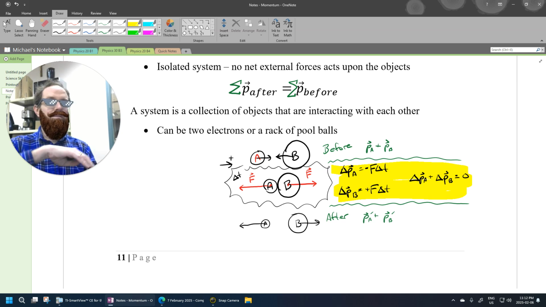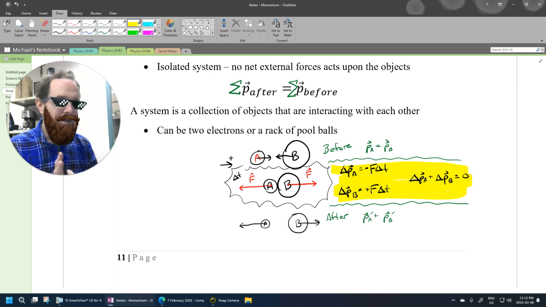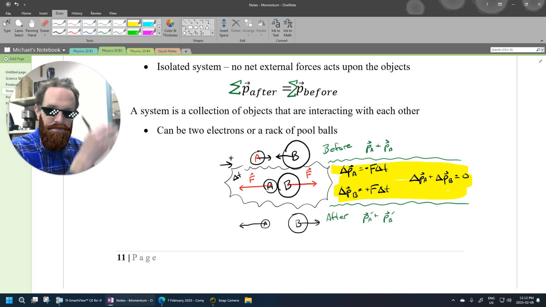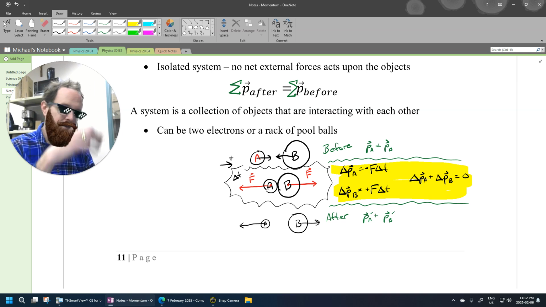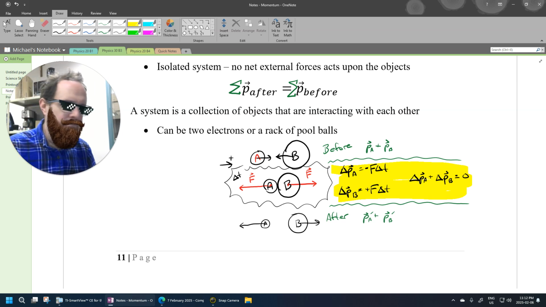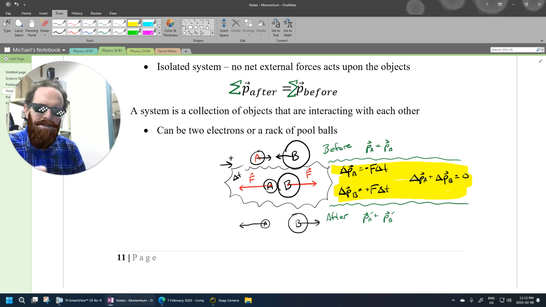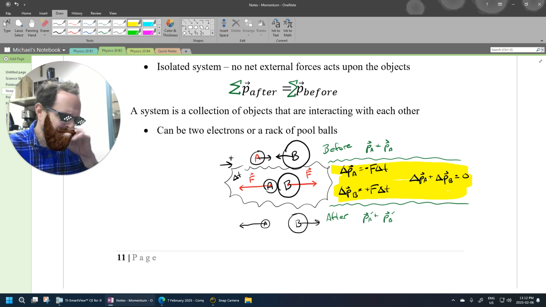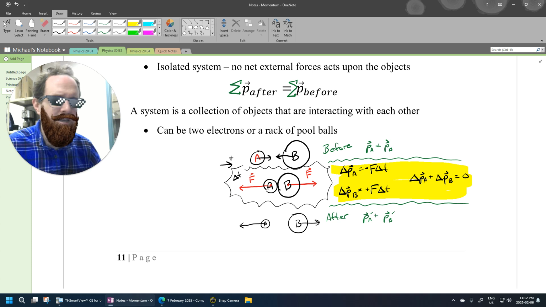But the momentums can be in different objects. They can be going in different directions. They just have to add up to the same number before and after. That's it. It's a pretty simple process. Now, if I can find those momentums before, I can use that to find the after. If I find it for the after, I can find it for before. It's a pretty simple process, but it starts getting a little bit tedious when you start throwing in angles and stuff. So let's try one question and see how this turns out.